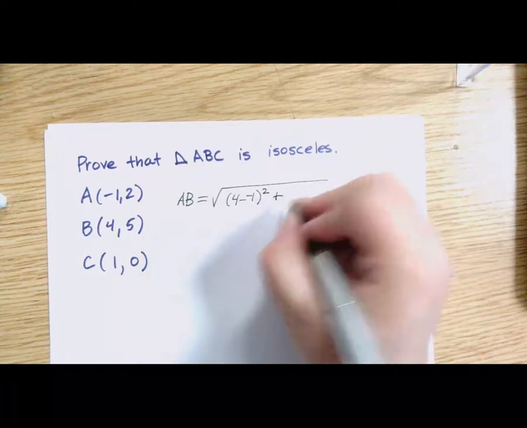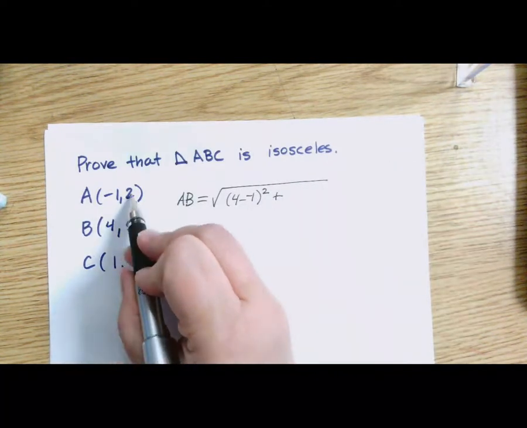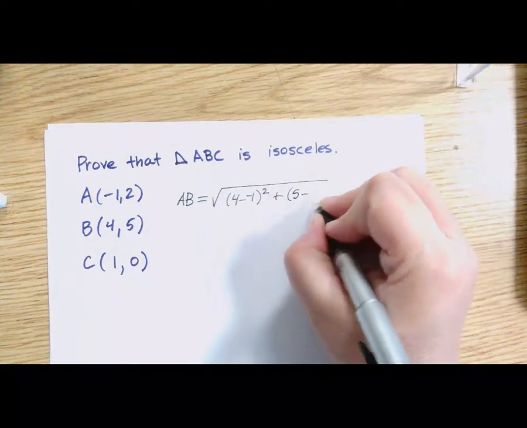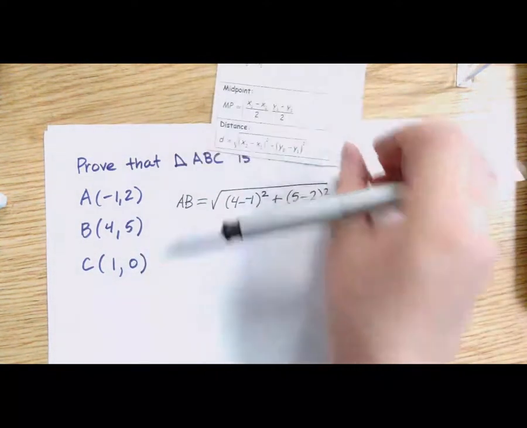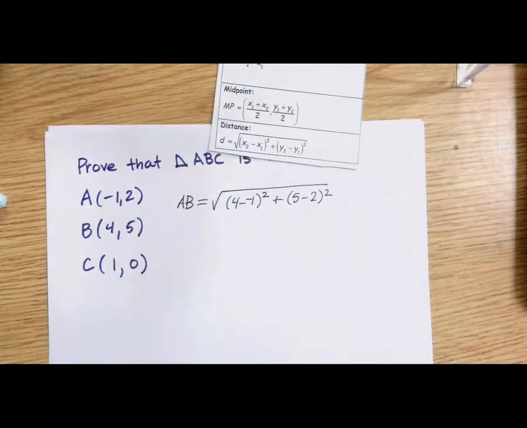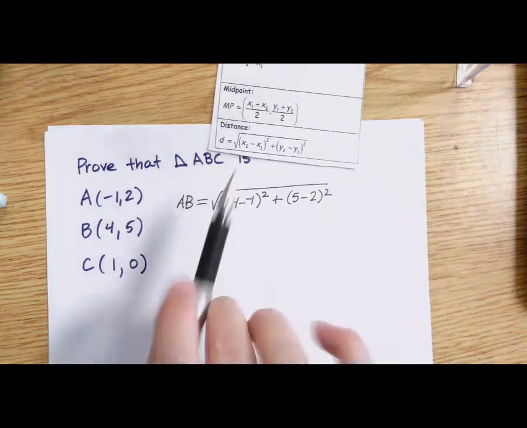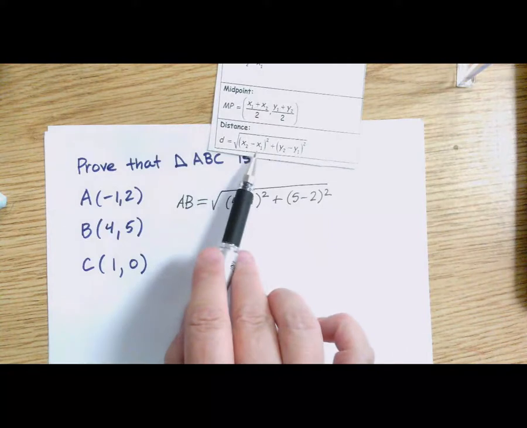Square it. Subtract my y's. 5 minus 2. And square that. Okay, if you don't believe me, there it is. So that's what I just did. Now, how do I know which one's point 2 and which one's point 1? You don't.